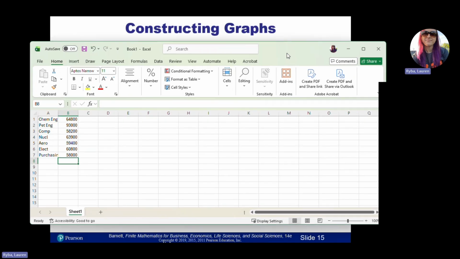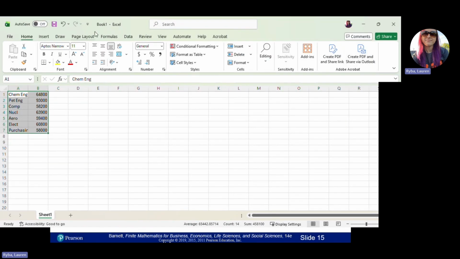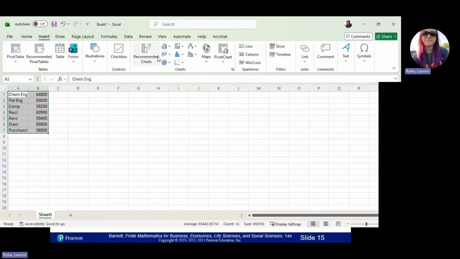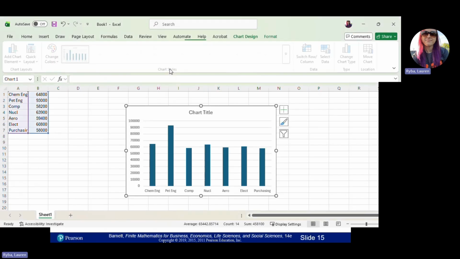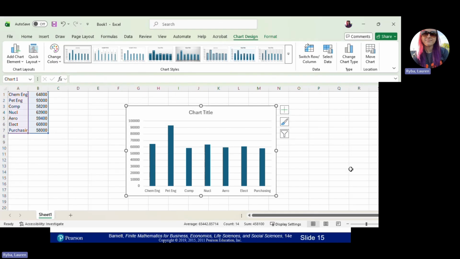All right. For Excel, you're just going to highlight what you got. And then I want to insert. There they are. Bar graph. So I could select that one. I select just a normal 2D bar, and it'll make my graph for me.